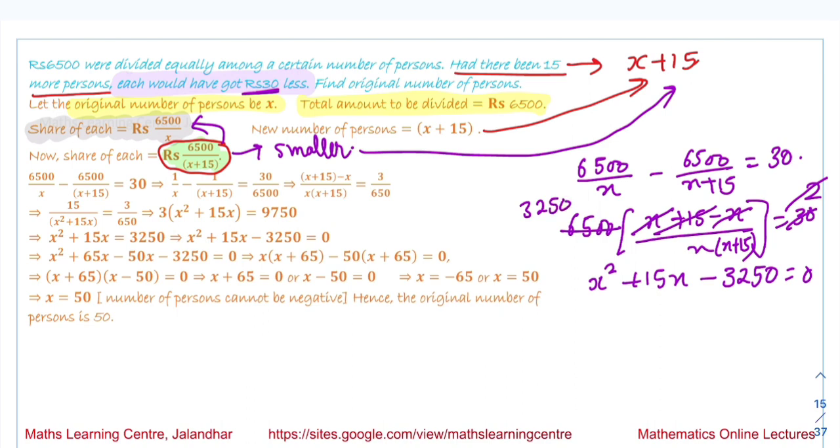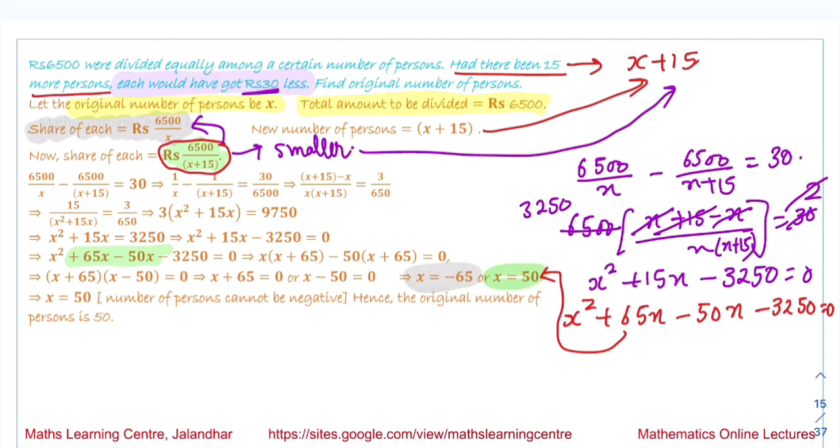Now we have to factorize this term, and we can see that for splitting the middle term, the two terms we have are x square plus 65x minus 50x minus 3250 is equal to 0. And on solving this, you will get two values of x. One is x is equal to minus 65, and second is x is equal to 50. Now the number of persons cannot be negative, so what we get is that x is equal to 50.